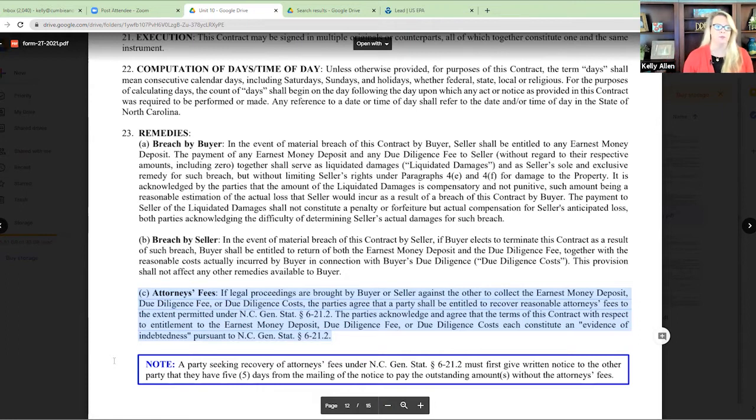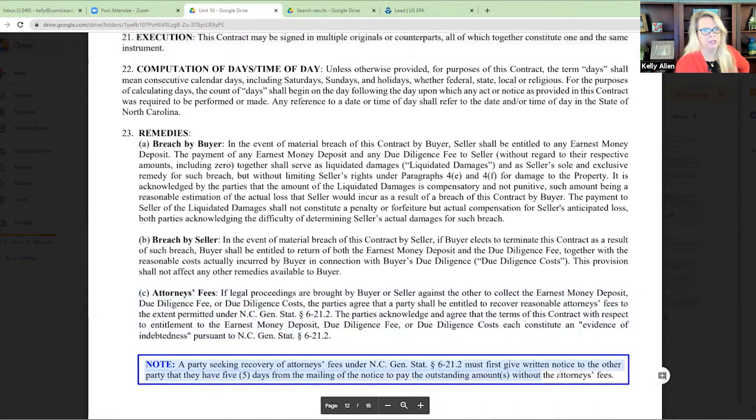Attorney fees. If legal proceedings are brought by buyer or seller against the other to collect the earnest money deposit, due diligence fee, or due diligence costs, the parties agree that the prevailing party shall be entitled to recover reasonable attorney's fees to the extent permitted under North Carolina General Statute 6-21.2. The parties acknowledge and agree that the terms of this contract with respect to entitlement to the earnest money deposit, due diligence fee, or due diligence costs, each constitute an, quote unquote, evidence of indebtedness pursuant to North Carolina General Statute 6-21.2.